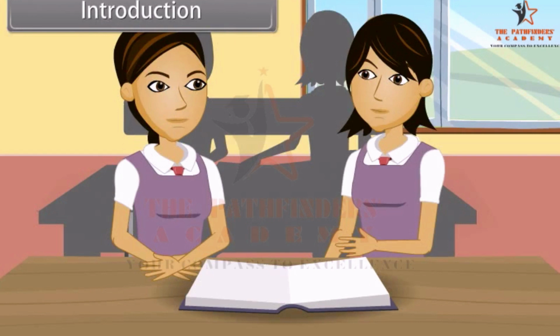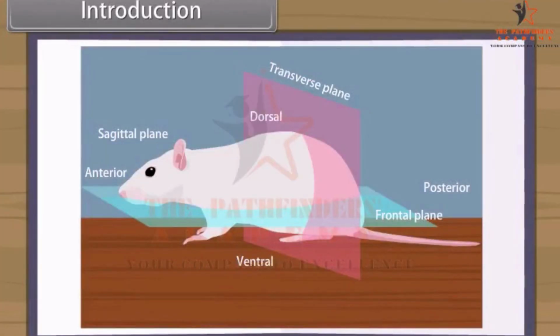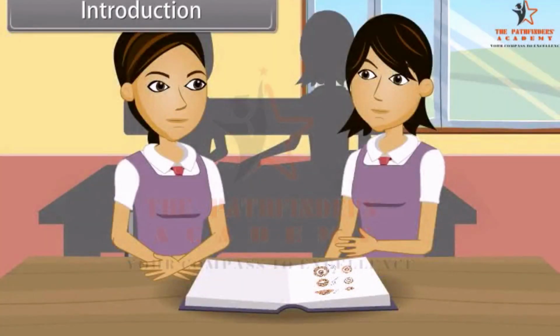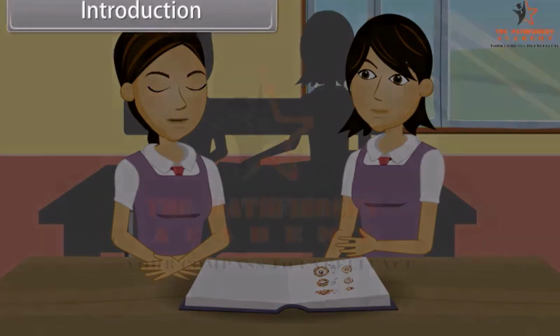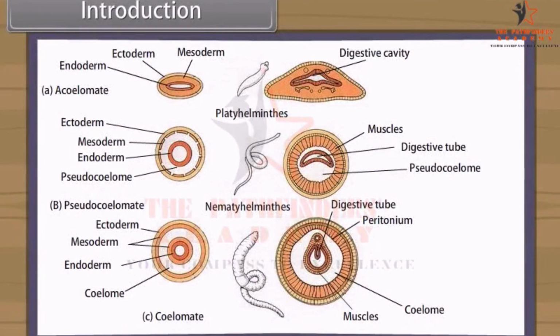According to symmetry, animals are either radially symmetrical, example sponges, coelentrates, and echinoderms, or bilaterally symmetrical, example nematodes, arthropods, annelids, and vertebrates, and some are asymmetrical, example snails. On the basis of body cavity, the animals are either acoelomates, example coelentrates and flatworms, or pseudocoelomates, example nematodes.